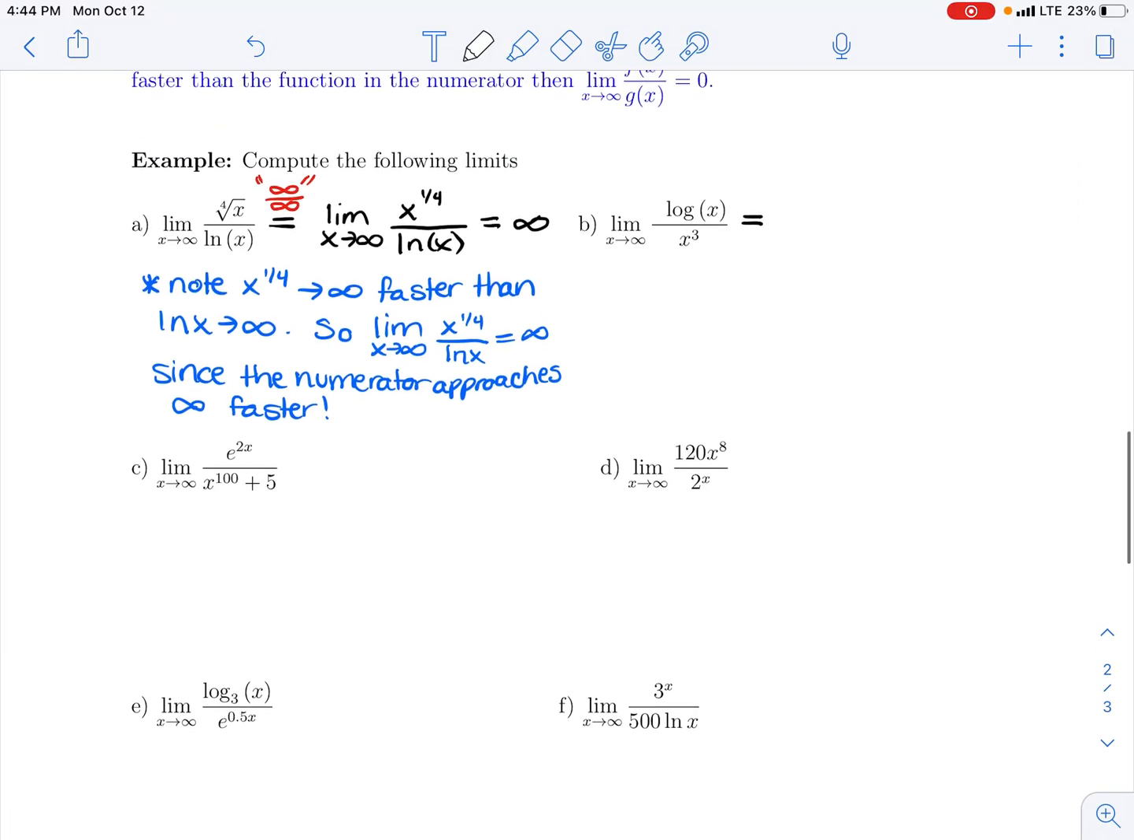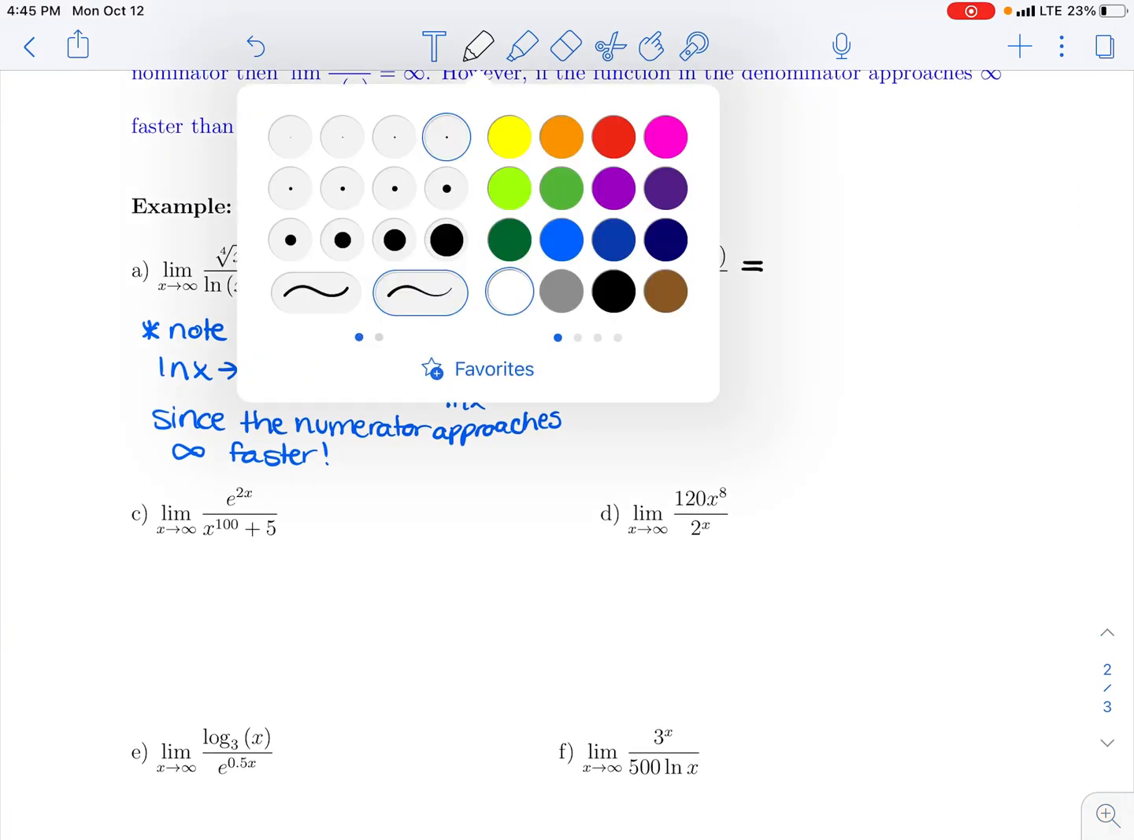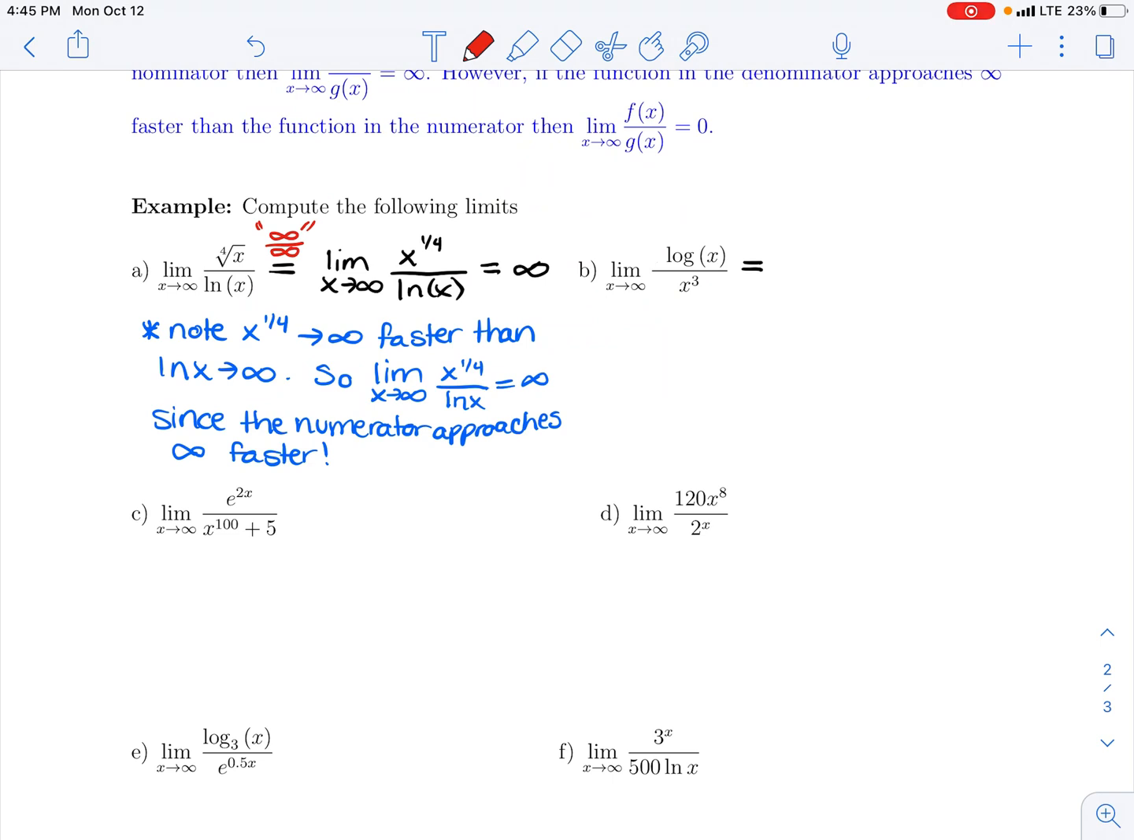Okay, so now looking at part B here, again I notice that in the numerator, as x approaches infinity, I have this logarithmic function with base 10, so I know that that just approaches infinity, and then in the denominator, I have a power function where my exponent is positive there. And so I know that, again, that's going to approach infinity. And so again, I have this indeterminate form, infinity over infinity. And so now which one dominates?